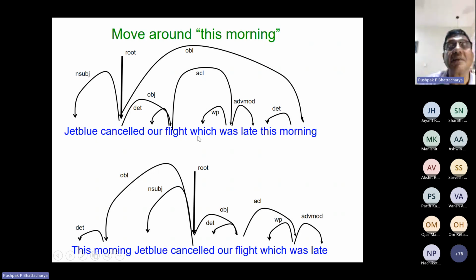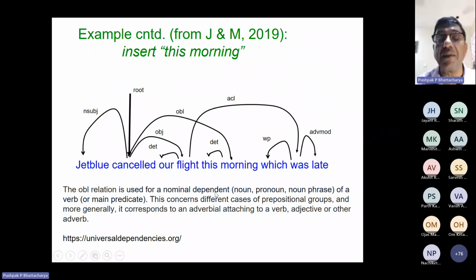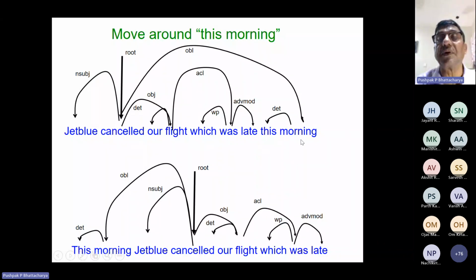There is another construction. JetBlue cancelled our flight, which was late this morning. Now this morning has gone to the end. So again, there is a very long arc from cancelled to morning. OBL is a relationship which is between the main verb and an adjunct. The OBL definition is coming later. Now, the OBL relation is used for a nominal dependent, noun, pronoun, noun phrase of a verb or main predicate. This concerns different cases of prepositional groups, and more generally, it corresponds to an adverbial attaching to a verb, adjective, or other adverb. So this is not really a direct object. It is an additional piece of information which is linked with the main verb. All right. So cancelled this morning, it has this OBL relation.